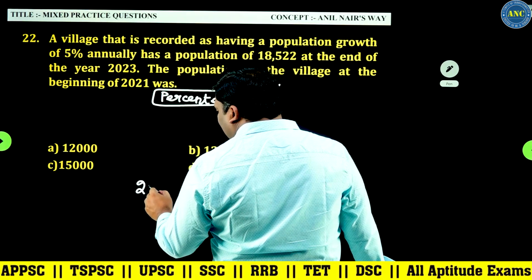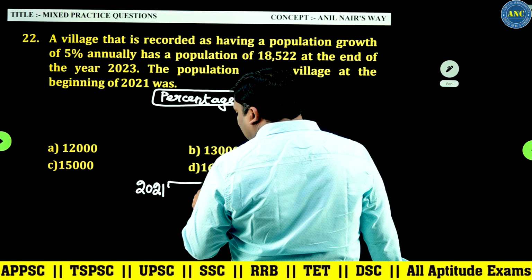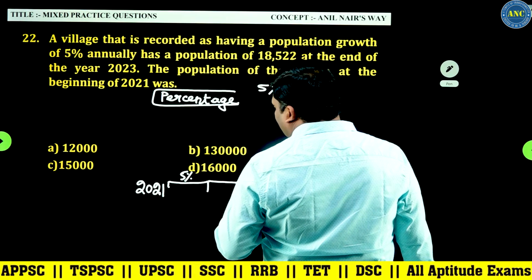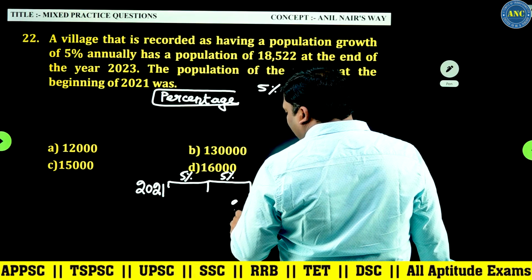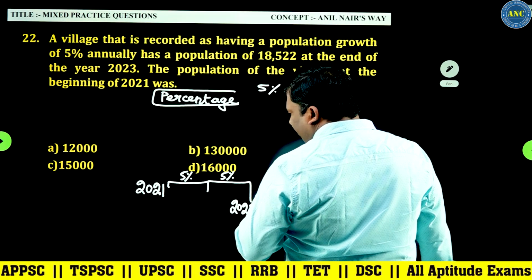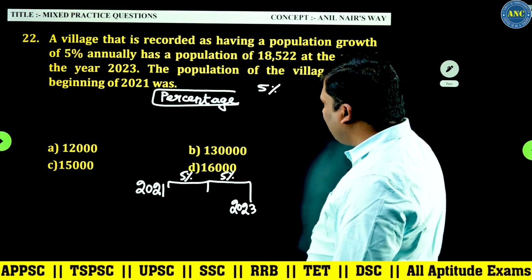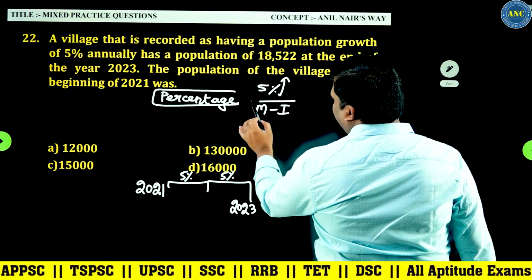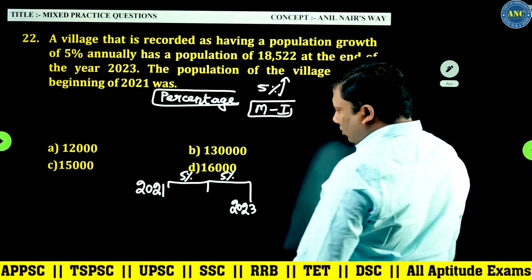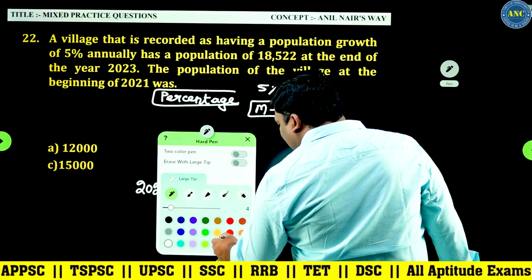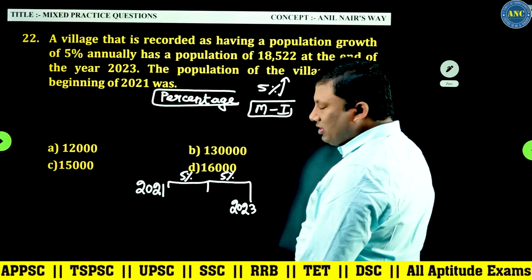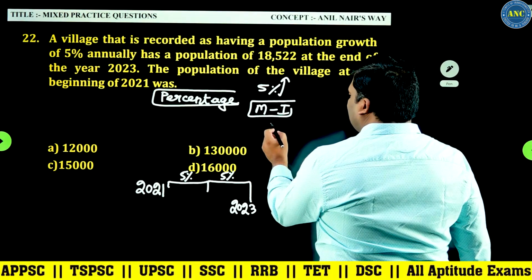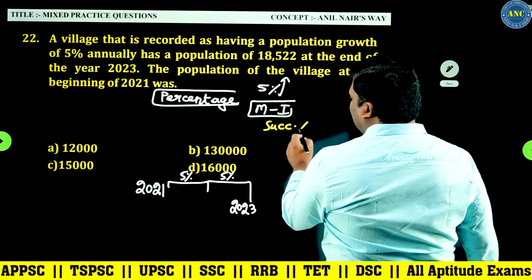From 2021, there is an increase of 5%. Again, there is an increase of 5%. What is the population in 2023? This question can be solved in two ways. Method 1: 5% increase in the first year, 5% in the second year. That means we will use the concept of successive percentage.